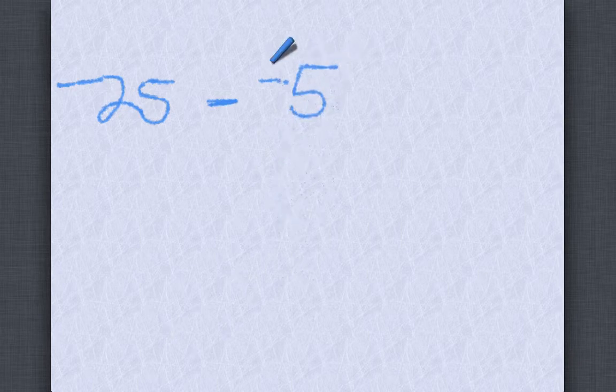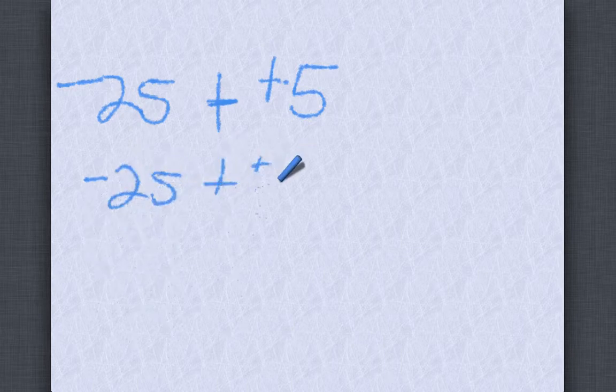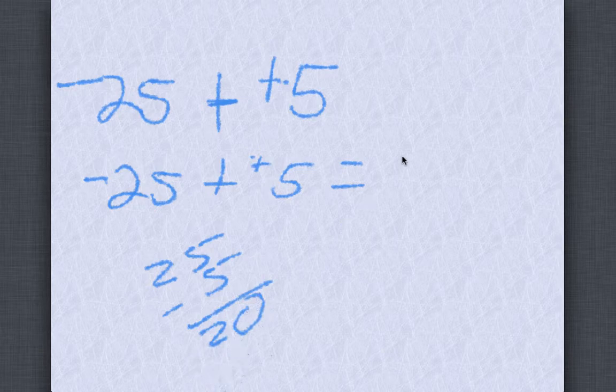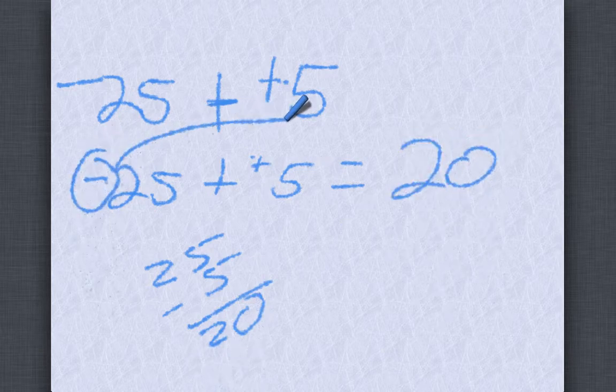Now for another example. Negative 25 minus 5. We flip the 5 to positive 5 and change the minus to a plus. Negative 25 plus 5. Since the charges are different, we subtract the numbers. 25 minus 5 equals 20. We assign the sign to the number. Since 25 is the bigger number and 25 has the negative charge, the answer is negative 20.